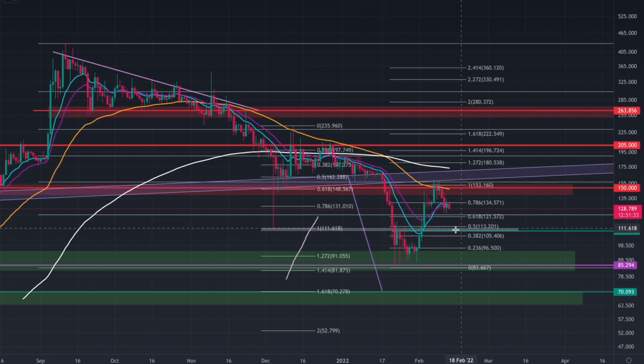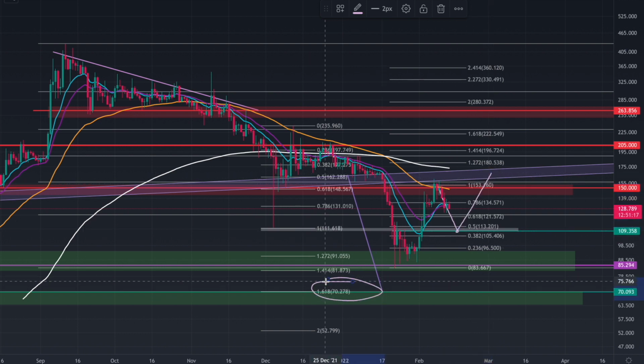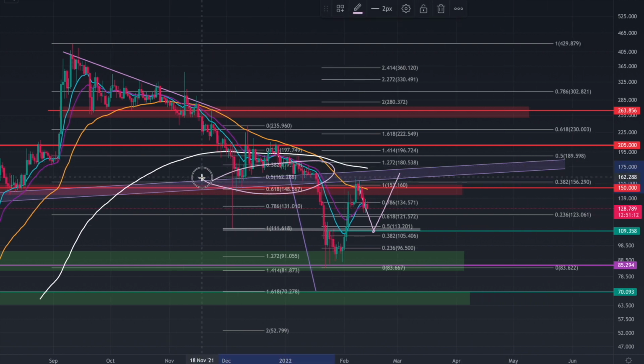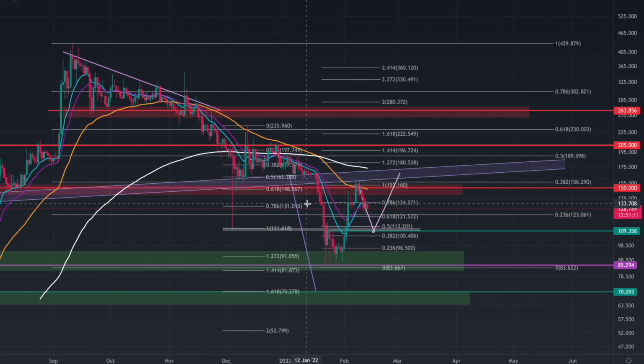You can see here, once we got above it, you never back tested this area over here as support. So if we now come back down to this green line and it holds as support, then I can say with 100% confidence, if this holds support and we start heading back up, then we are no longer going to this 1.618 target.